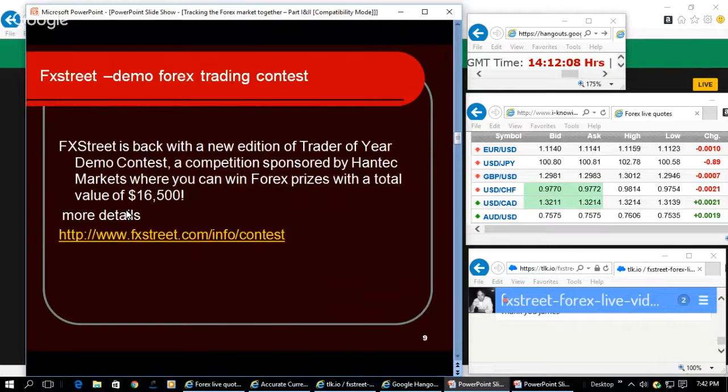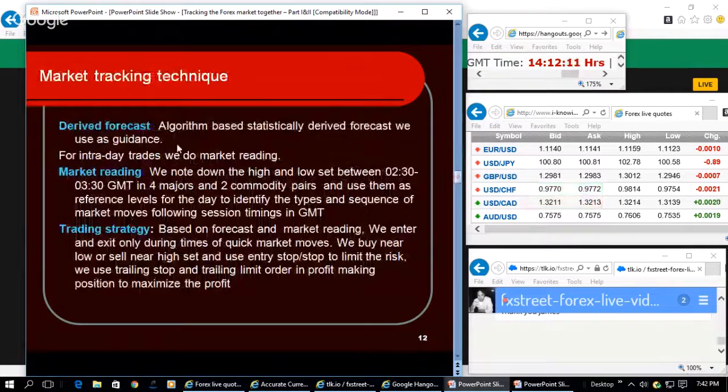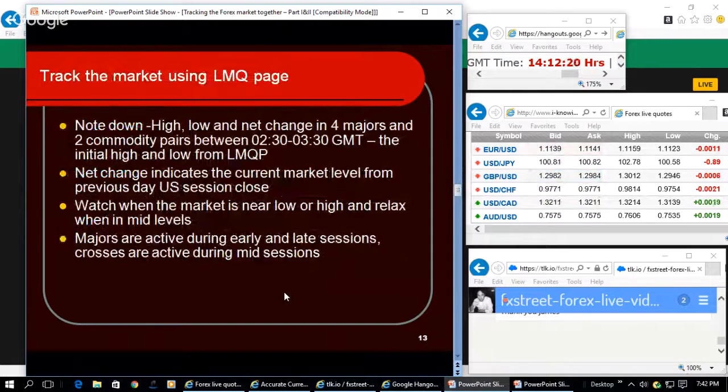Now, coming to the present session, we use the derived forecast and fine-tune it using the market reading, and use the trading strategy to limit the risk and maximize the profit. Now, what we do is we note down the initial lows and highs around 3:30 GMT with the help of the live market quote page, which is displayed here, and we use the GMT time frame in order to understand the 24-hour market. So we try to find out what is going to happen in the market with the help of the live market quote page, and see whether the players are making specific types of moves.